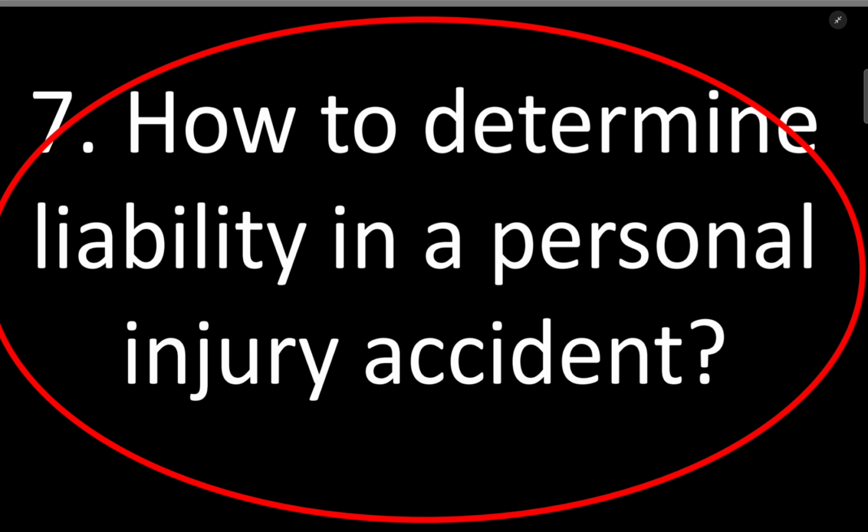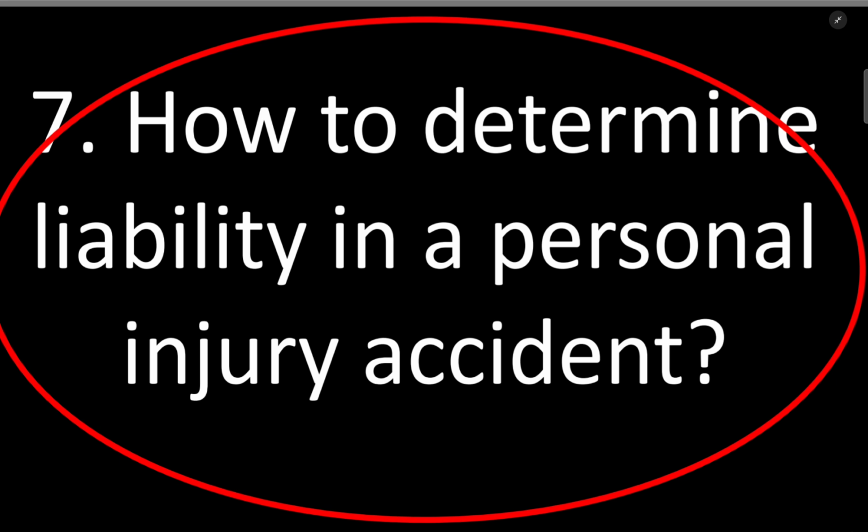To summarize, determining liability in a personal injury accident is a multi-step process that involves understanding negligence, identifying the responsible party, gathering evidence, investigating the circumstances, and understanding the legal implications. While each case is unique, these general principles will guide you in figuring out who is liable.